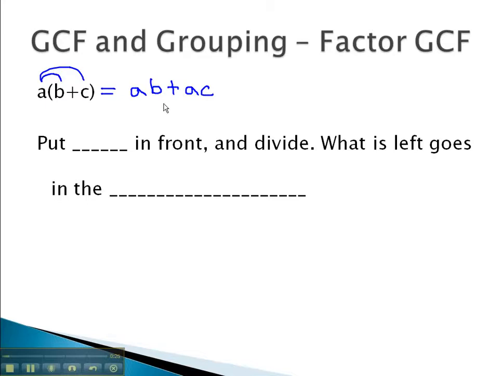As we factor, we're attempting to multiply in reverse, going from the product to the factors that were multiplied to give us that product. As we do, the number out front turns out to be the greatest common factor of our expression. We will put the greatest common factor in front of the parentheses and divide each term by that greatest common factor. What's left goes in the parentheses.